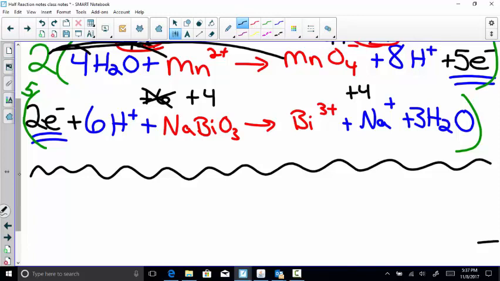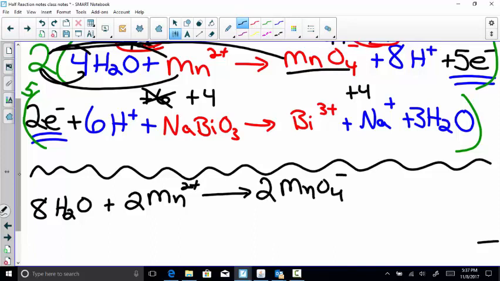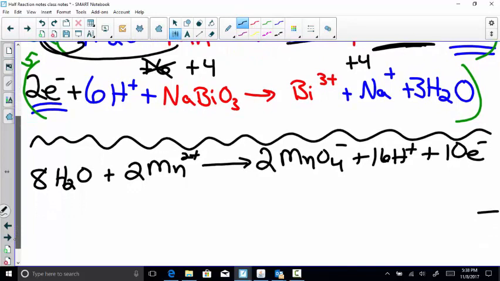So 2 times 4 is 8 H2Os. I just did this math. And then 2 times Mn, that's plus 2 Mn2 plus. That's going to yield 2 times this, which is 2 MnO4 minus, plus 2 times that, which is 16 H plus 10 electrons. So I'm just kind of trying to clean up my work. That's all I'm doing. And then I'm going to do the same thing to the second equation.